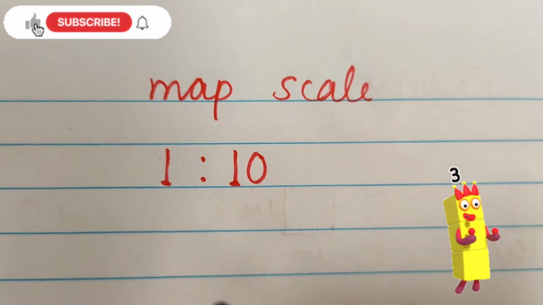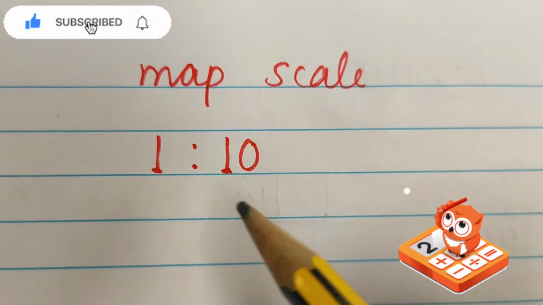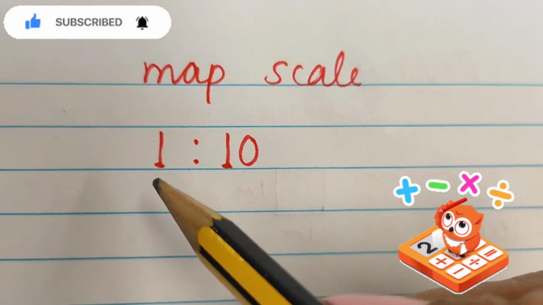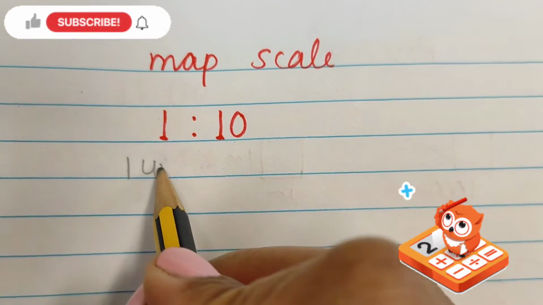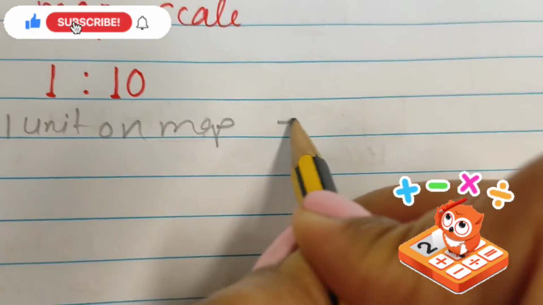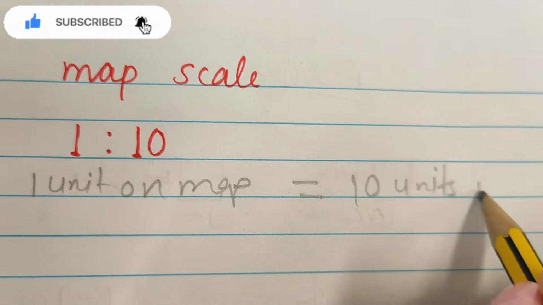So far we have seen where we need map scale, and now let's see what map scale is. Map scales are always represented by a ratio like shown here. So it is 1 to 10. This means that 1 unit on the map is 10 units in real life.